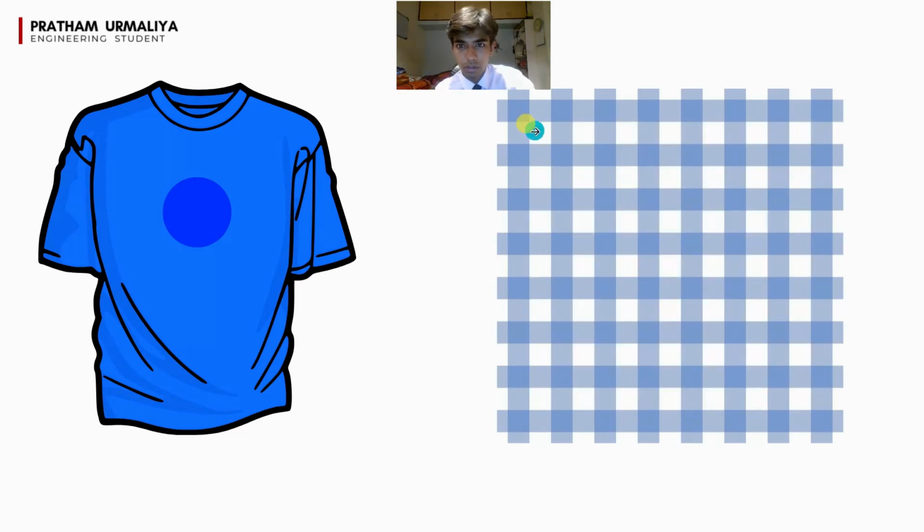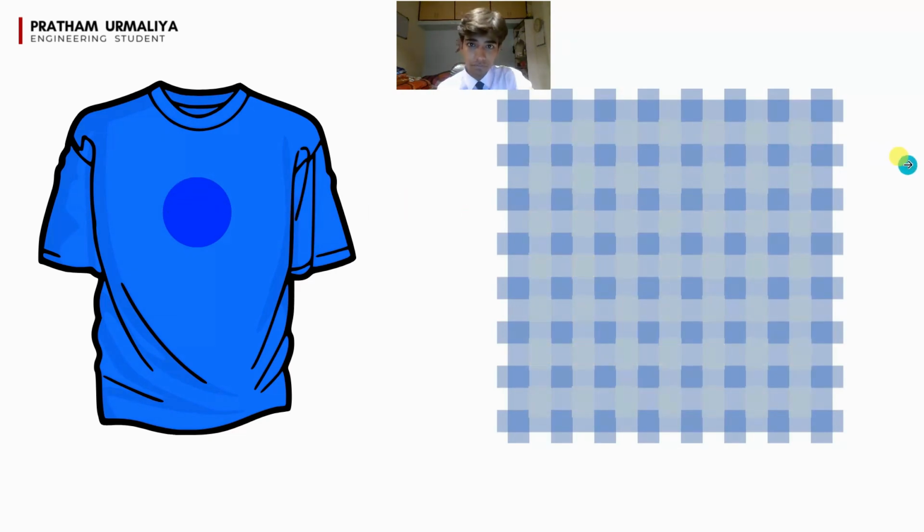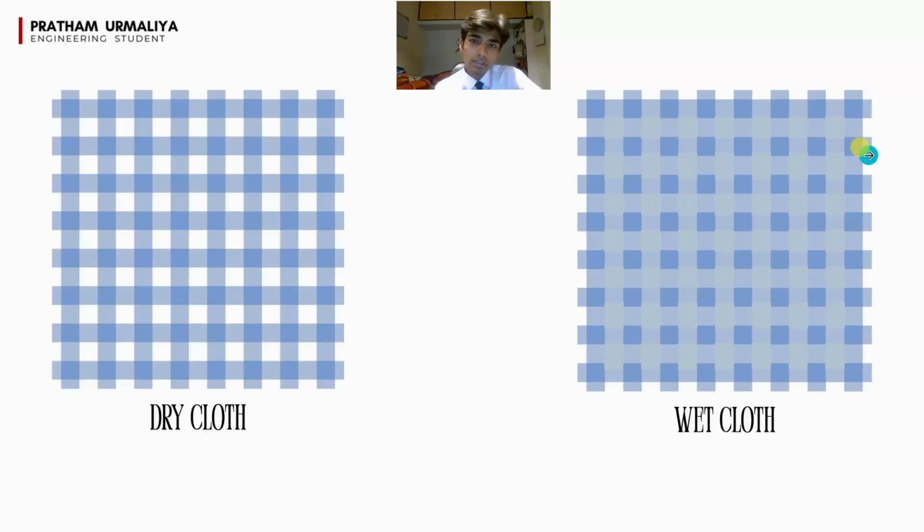Earlier it was like this. The pores were not filled with water. Now as the water drops on the part of the t-shirt, this is how the pores get filled. So what happens here? The main thing that influences the cloth to appear darker or lighter is the reflection of light: how the reflection takes place, the scattering of the light, and how it strikes back at our eyes. I'll show you how this phenomenon occurs.